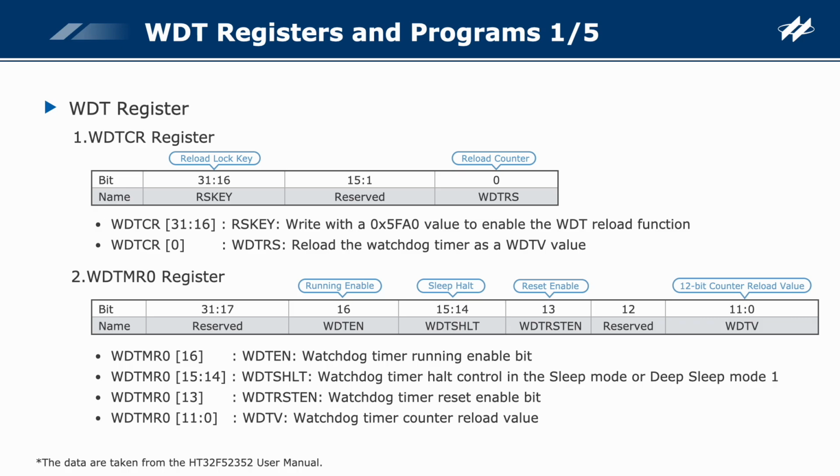The second register is the Watchdog Timer Mode Register 0, WDTMR0. The WDT-EN bit is the WDT running enable bit. When the WDT-EN bit is set high, the WDT will be reloaded within the WDTV value and count down.